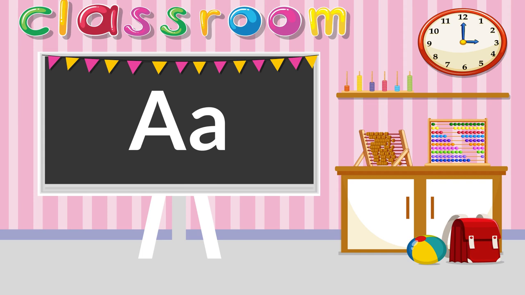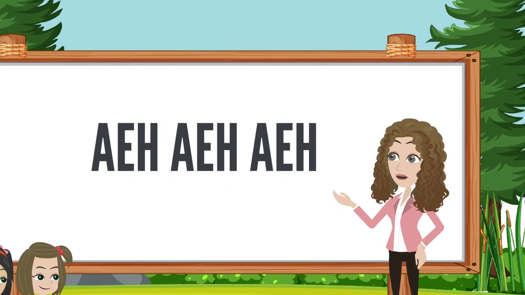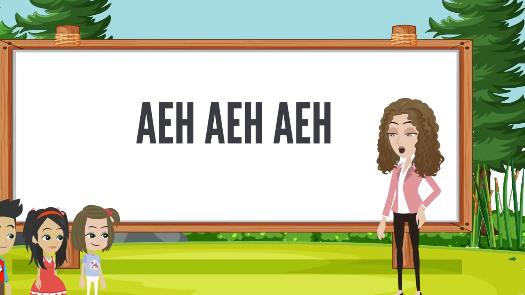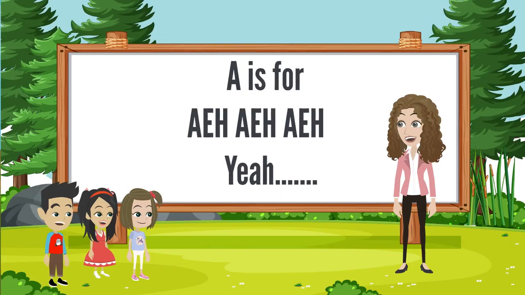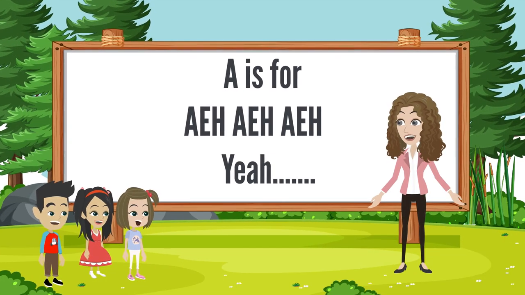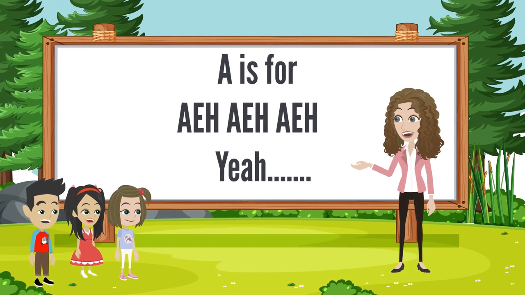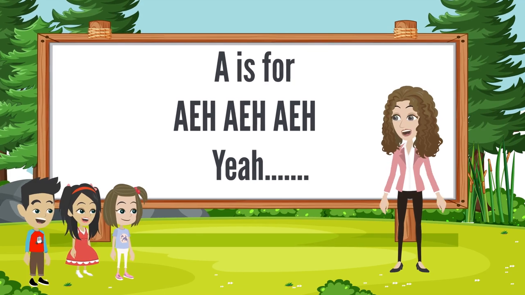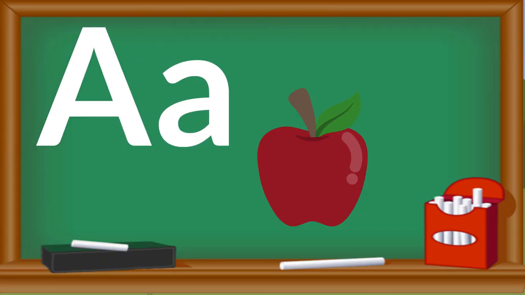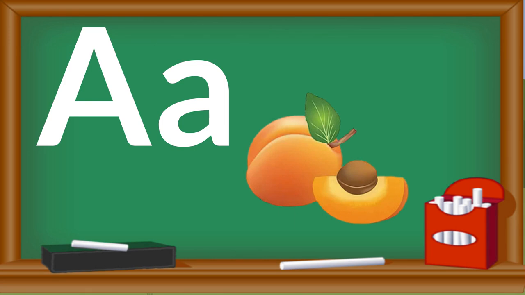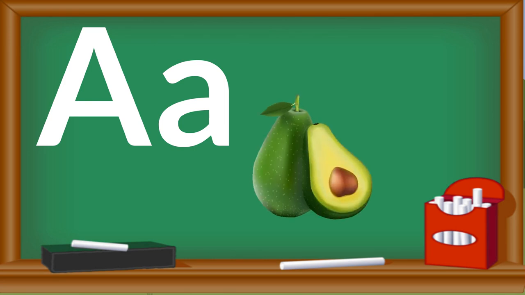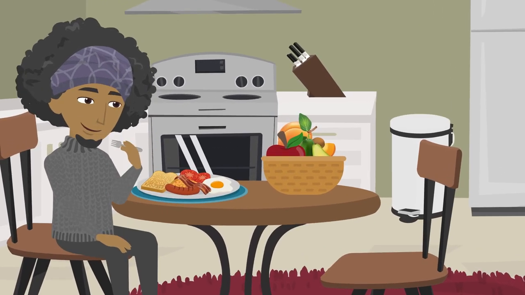First comes the A, let's start the day. Its sound is E, E, E, E. Come on, say with me. A is for air. E, E, E. E is for apple, E for apricot, E for avocado, put it in the pot.